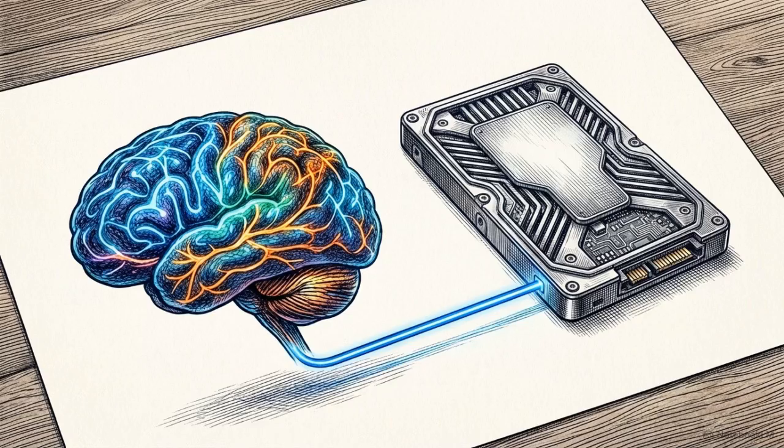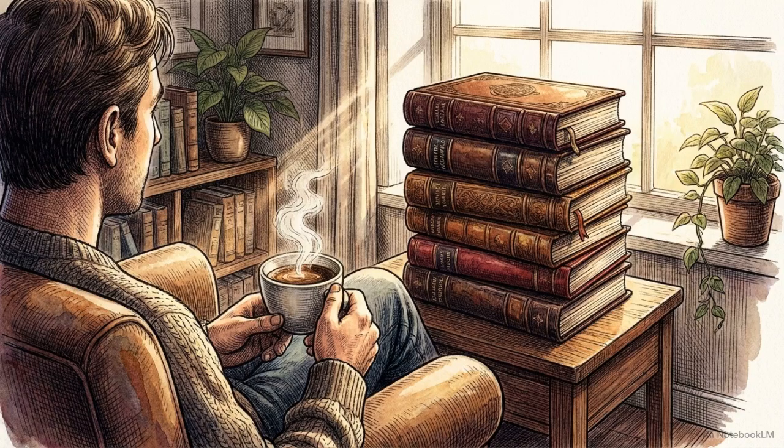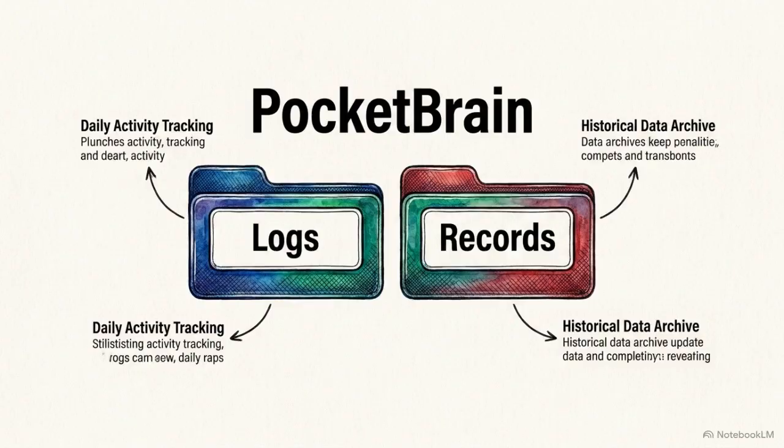servers. The alternative is a digital second brain. Think of it as an externalized, non-volatile hard drive for your consciousness. It holds the historical data and daily records, so your actual mind doesn't have to carry the load. This brings us to PocketBrain.